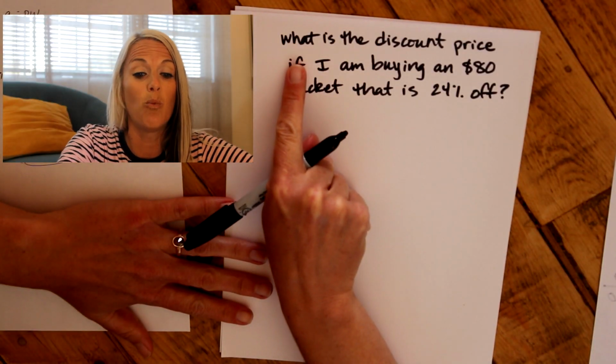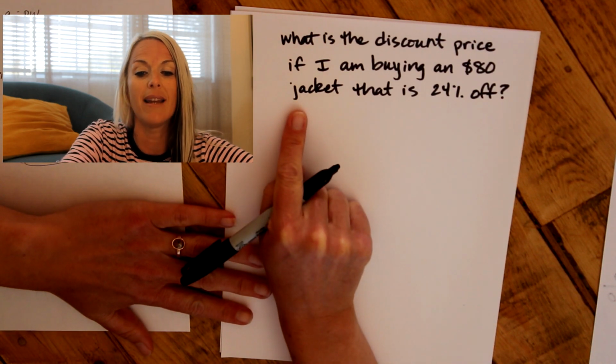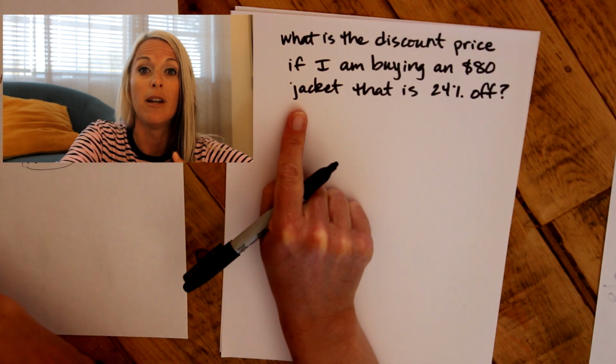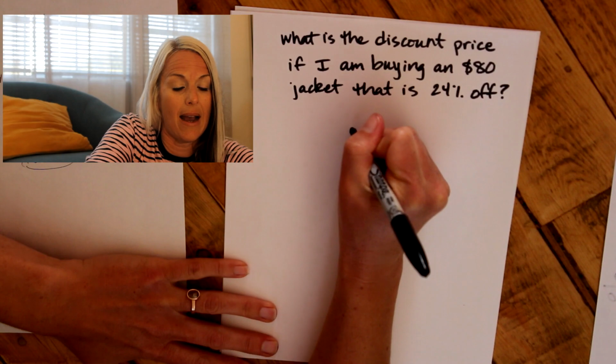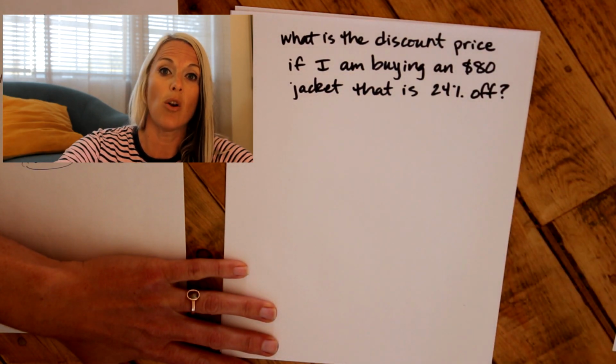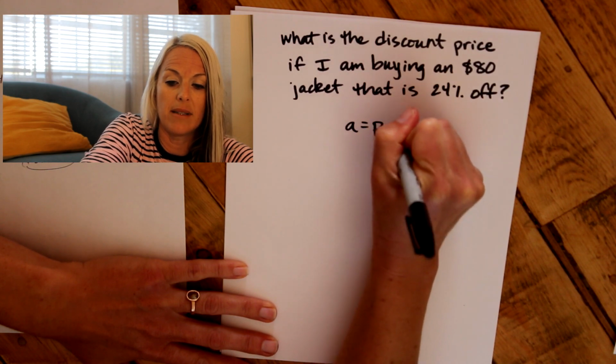Hi guys! Okay, so after those notes in your ISN, I wanted to show you an additional example just so that you can kind of get this in your brain a little bit more solidly. So if we had a question that said, what is the discount price if I am buying an $80 jacket that is 24% off? We're going to approach this a lot the same way that we just did the problem in our ISN. We're going to use our percent equation, which is A equals P times W.